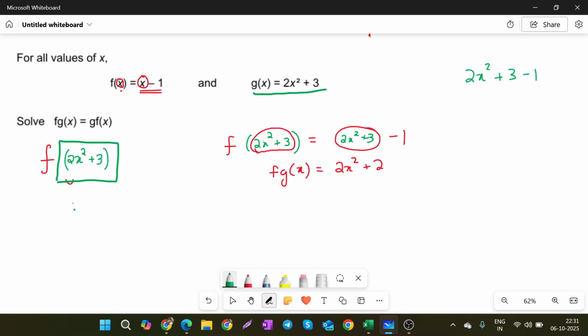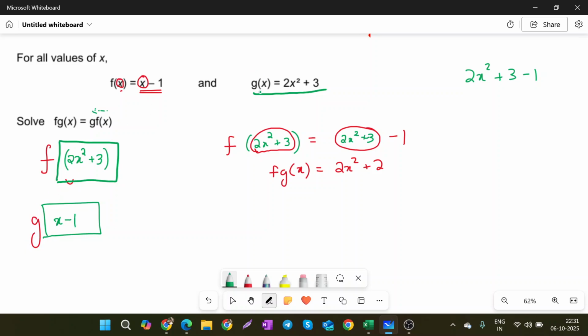Now let's do it the other way around. Let's do g of f of x. As always, we work our way from right to left. The first one is f of x, and we know the expression for f of x. F of x is x minus 1. So I'm going to replace x with x minus 1.